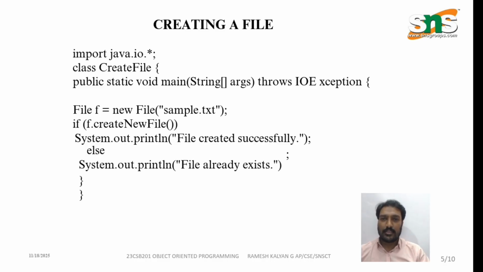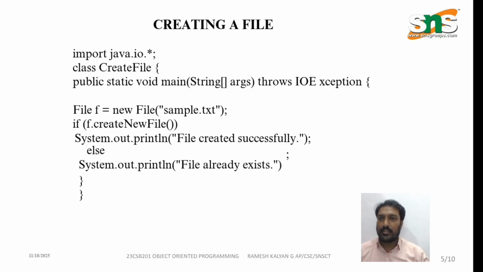This is a basic example which illustrates a file operation, like creating a file. Initially we are adding the import java.io package, so that all the file classes and operations can be imported from the Java library. Then we are creating a class CreateFile, which throws an IOException. Then File f = new File("sample.txt"). In this we are adding a simple notepad file called sample.txt.